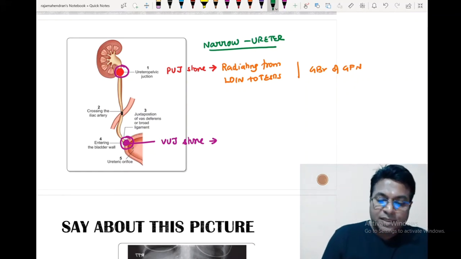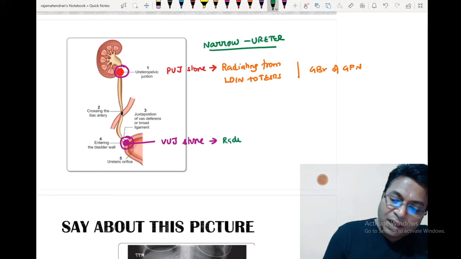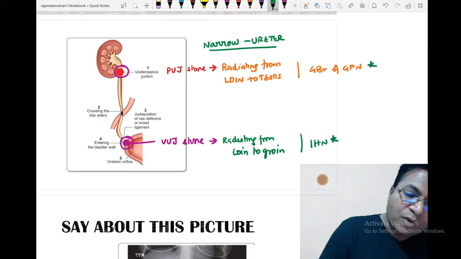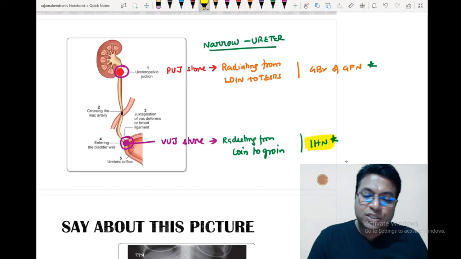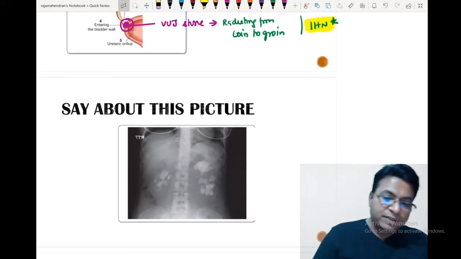A vesico-ureteric stone has pain radiating from the loin to the groin, or from the loin to the thigh. This is due to the iliohypogastric nerve. So don't forget these two nerves. The nerve carrying the pain is the iliohypogastric nerve for a VUJ stone and the genital branch of the genitofemoral nerve for a PUJ stone.